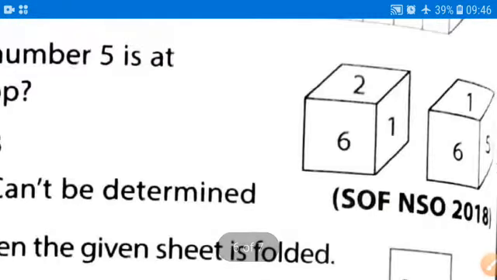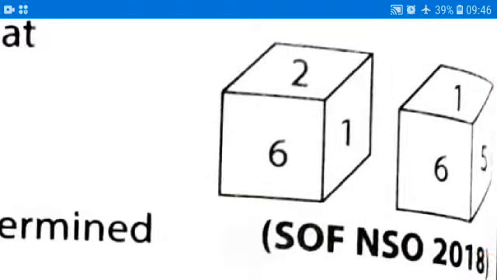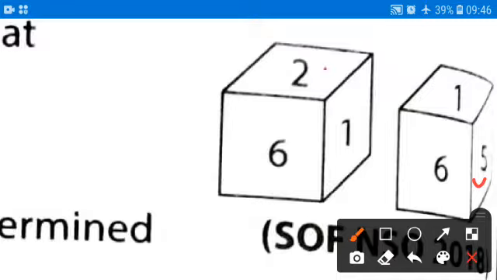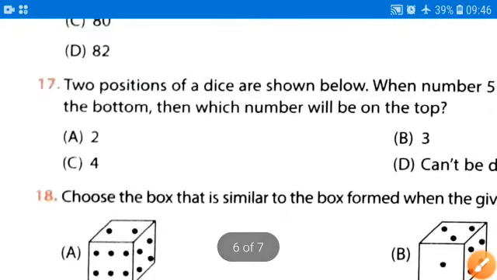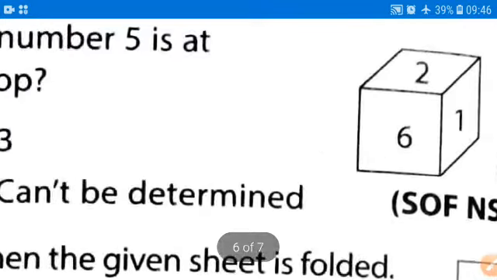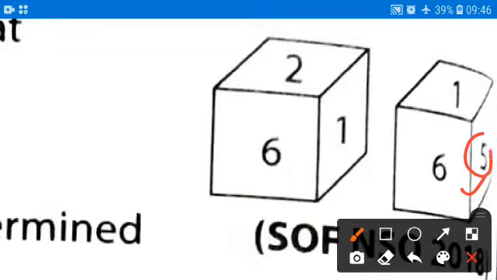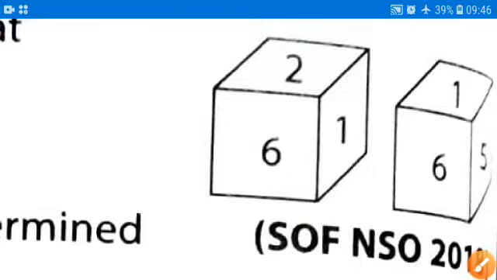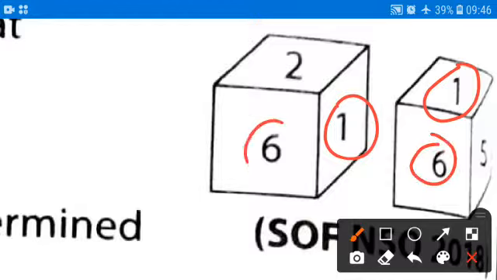Now see, we have to find out if 5 will be at the bottom, which number will be at the top. So opposite of 5 we have to find out. Now you can see there are two common faces, 1, 1, 6 and 6.